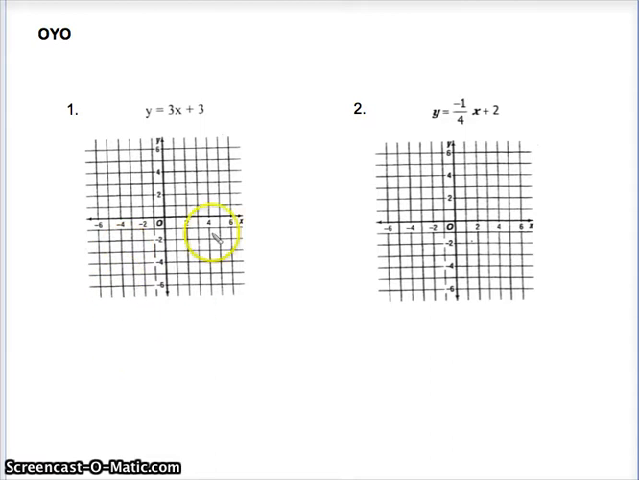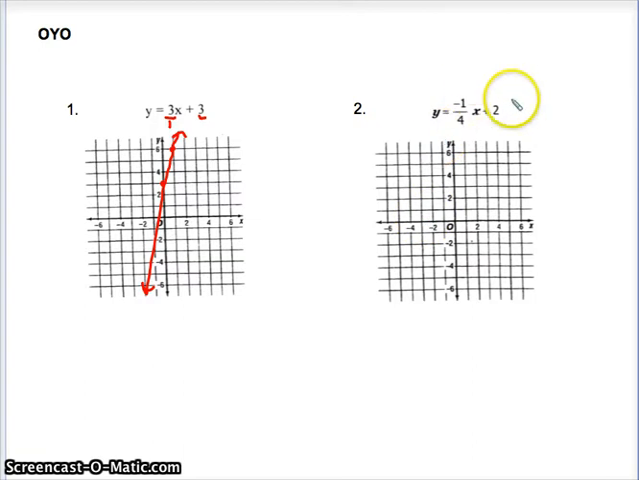For question 1, you should have noticed that the y-intercept is 3, and the slope is 3. Could also be written as 3/1. So you should have moved up 3, 1, 2, 3, to the right 1, and connected with a nice straight line.